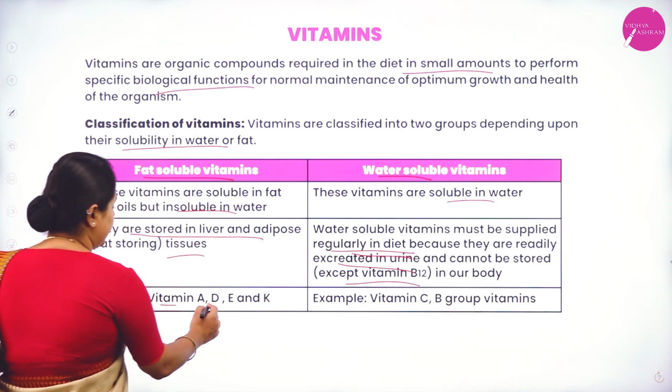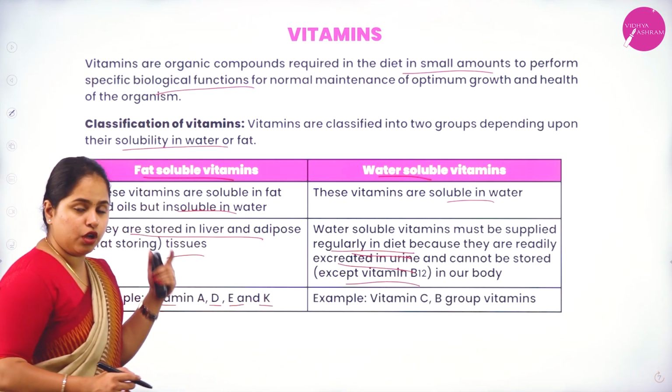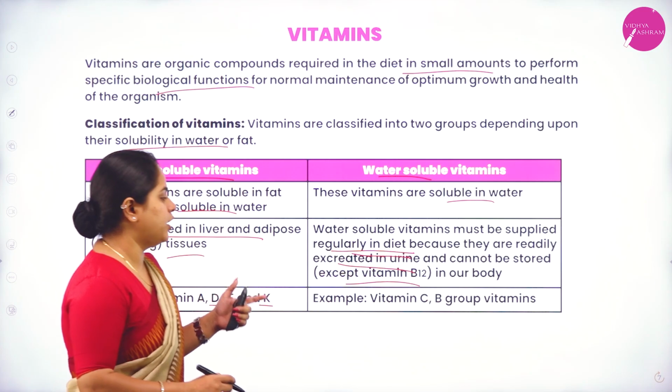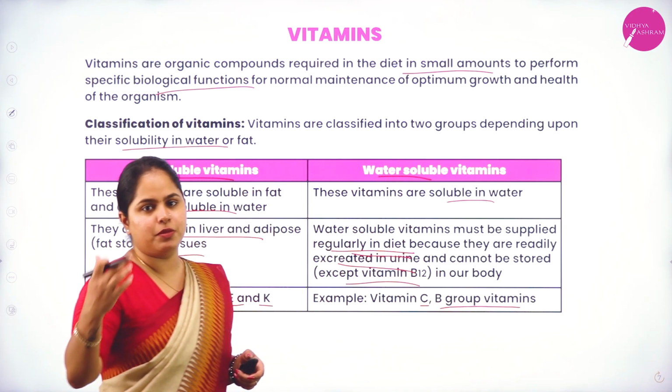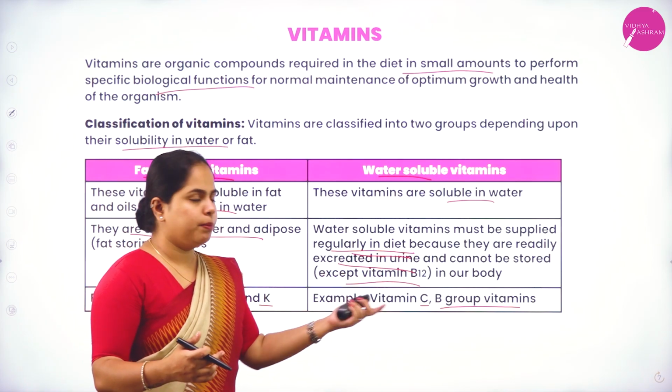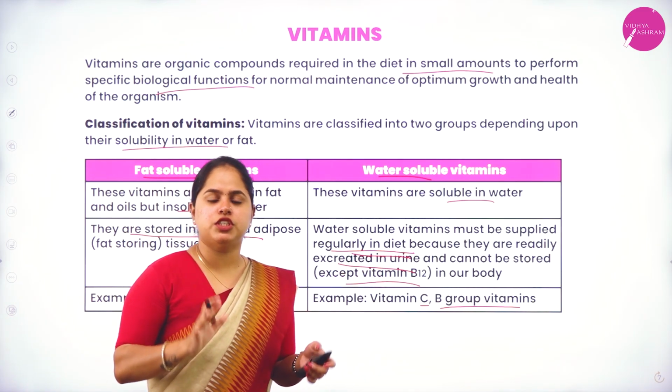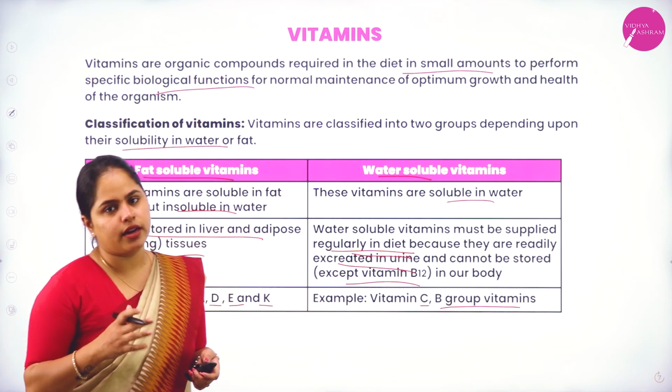Example, vitamin A, D, E, K, all of these are examples of fat soluble vitamins. And you have vitamin C and B group vitamins. You have B1, B2, B6, B12, all of which come under the B group. All of them are water soluble, which are important to consume through diet regularly.